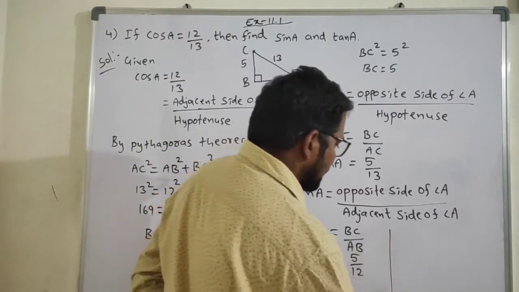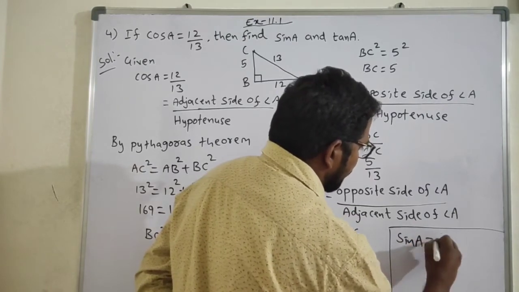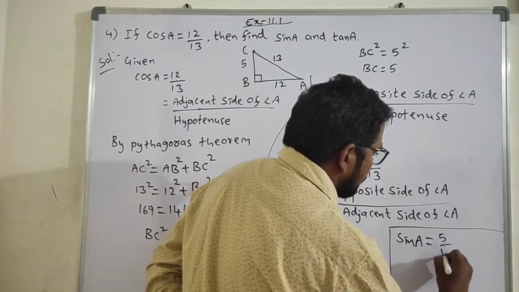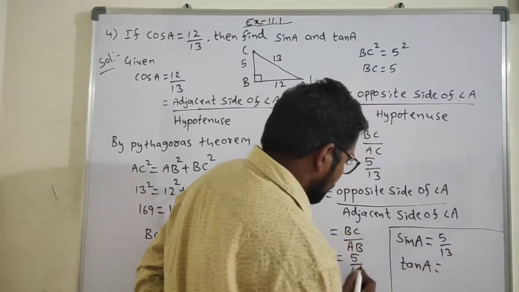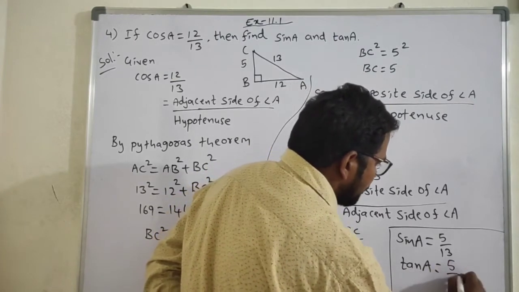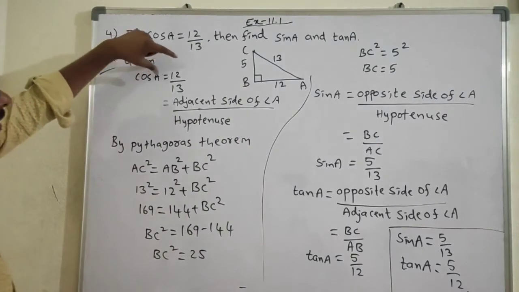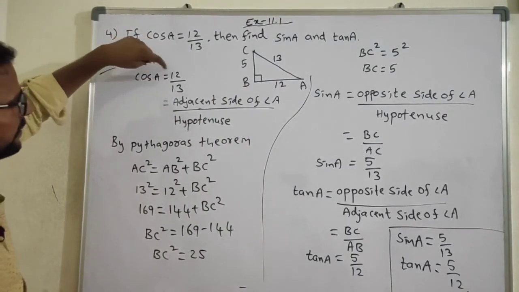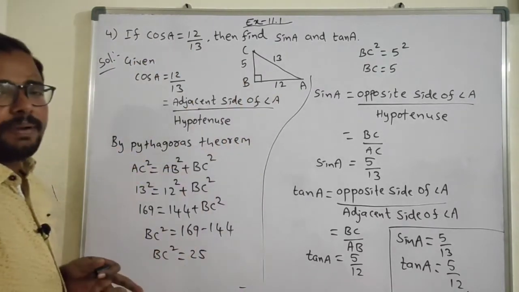So finally, sin A is equal to 5 by 13 and tan A is equal to 5 by 12. So whichever ratio is given, we have to write that ratio. If cos is given, write adjacent by hypotenuse; if sin is given, take opposite by hypotenuse, and we can find the third side by using Pythagoras theorem.